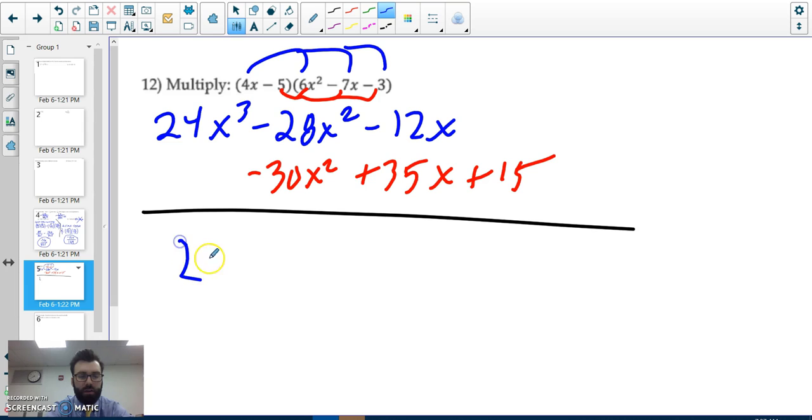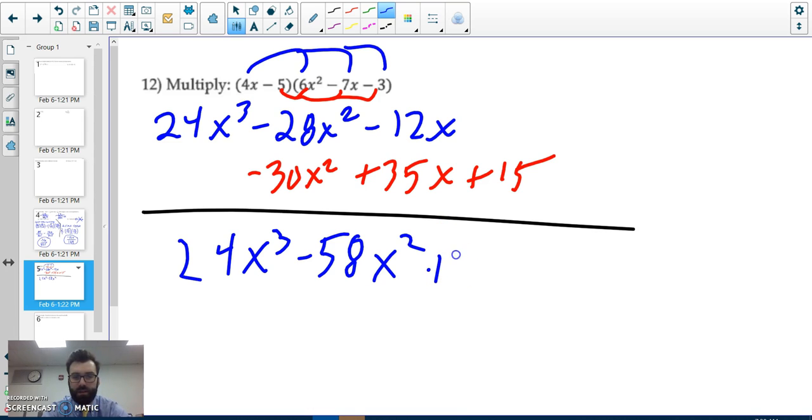24x cubed. Negative 28, negative 30, negative 58x squared, negative 12 and 35, plus 23x plus 15.